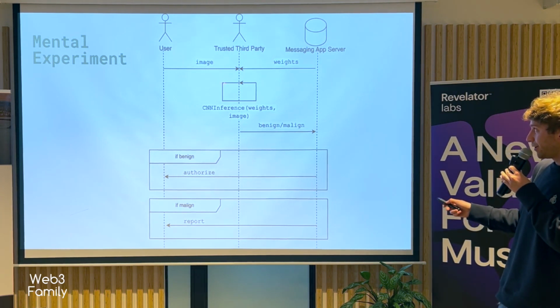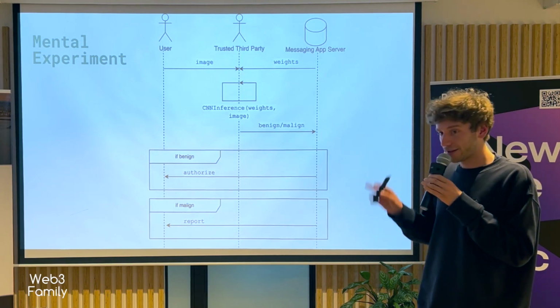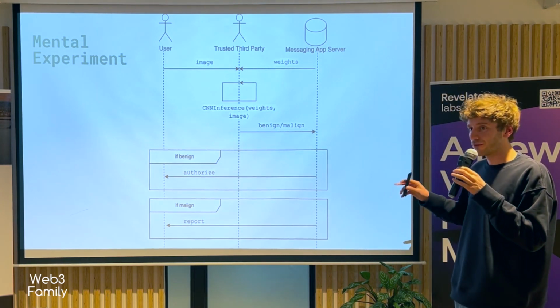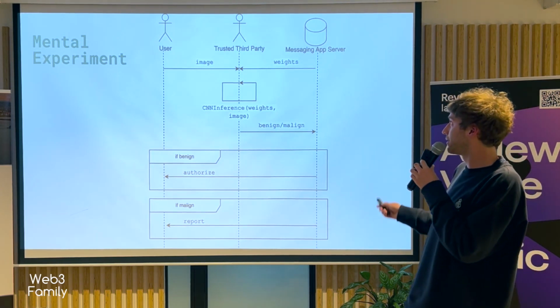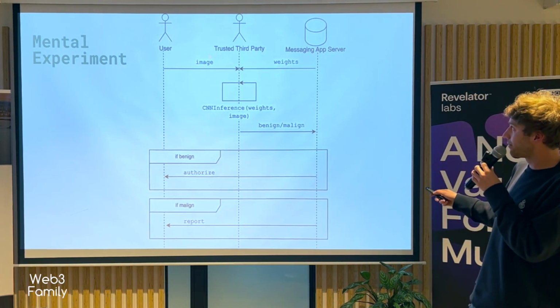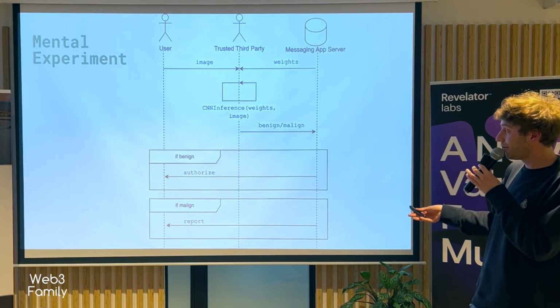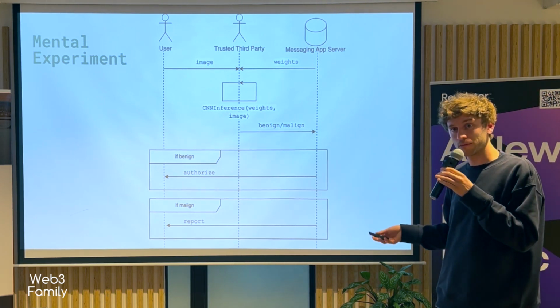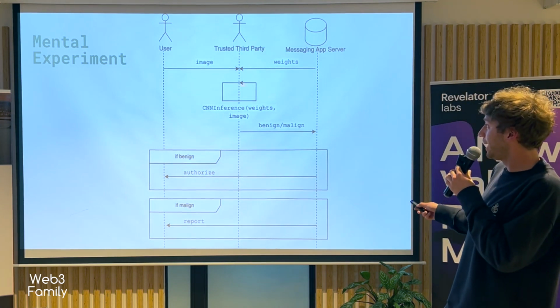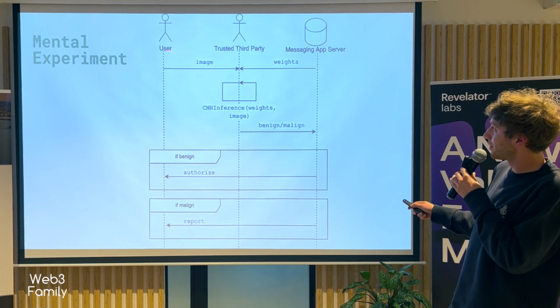So in this scenario, we achieved everything that we wanted under the assumption of the existence of this trusted third party, because the images are never shared with the messaging app server, while we still have the inference function being performed on this image. And also, it makes business sense because the weights are not shared with the user.